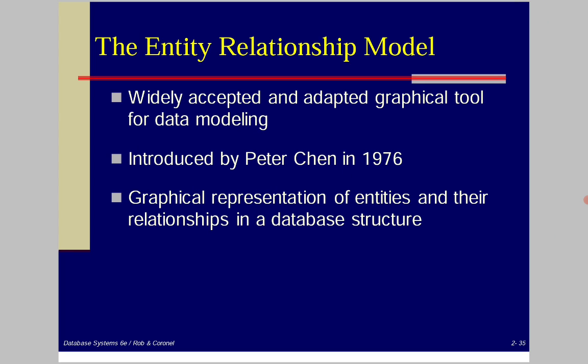The fourth model is called the entity relationship model, or ER model. It is a widely accepted and adopted graphical tool for data modeling. It was introduced by Peter Chen, and it is a graphical representation of entities and their relationships in a database structure.